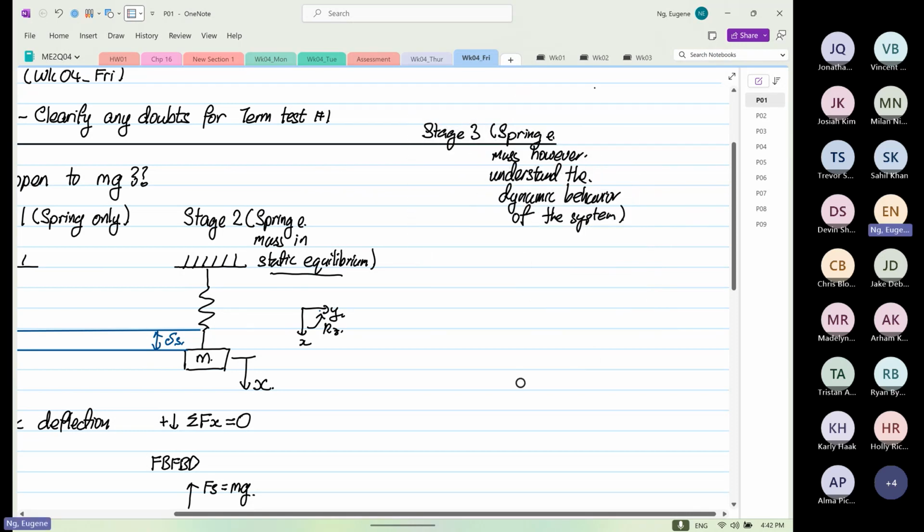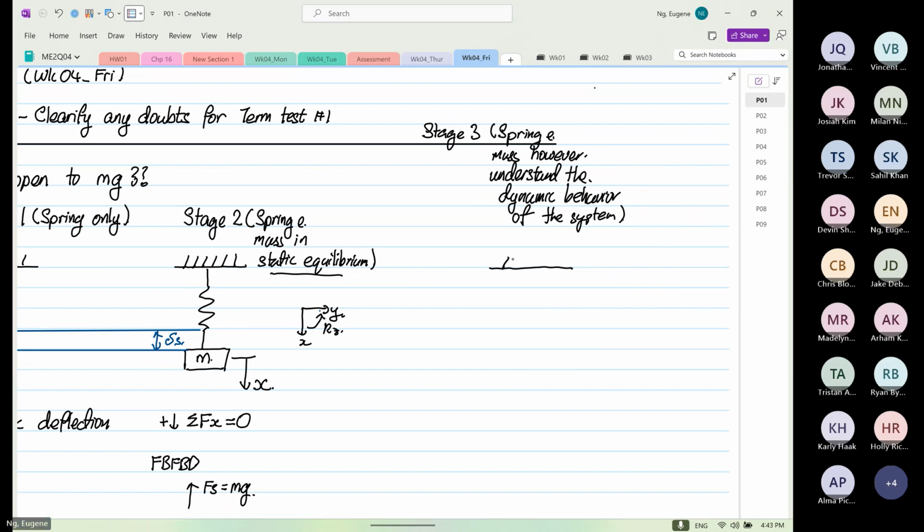So what we do now, let me move this a bit up. This is our spring. This is still our mass. X is positive. However, we are going to declare that the summation of forces in the x direction is not equal to 0, but equal to mx double dot. F is equal to ma.